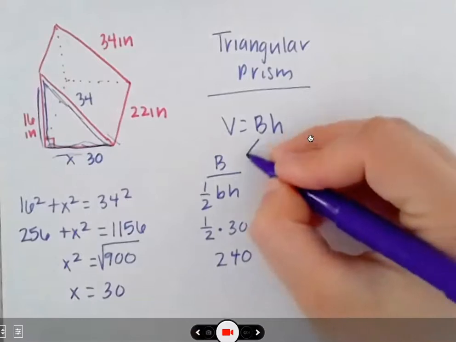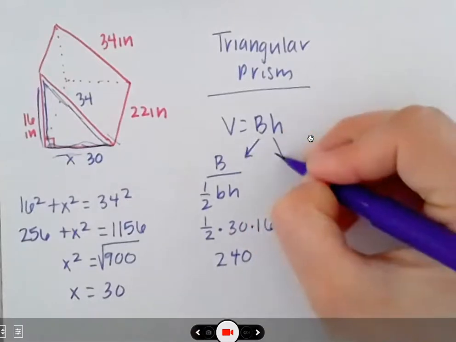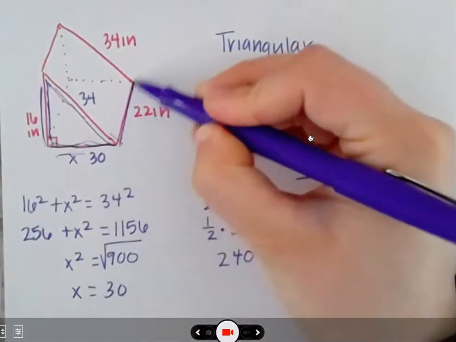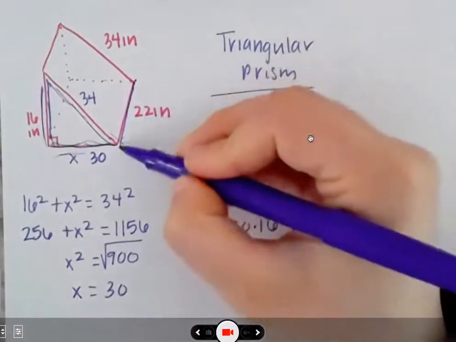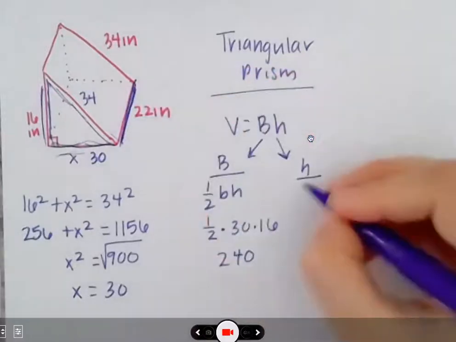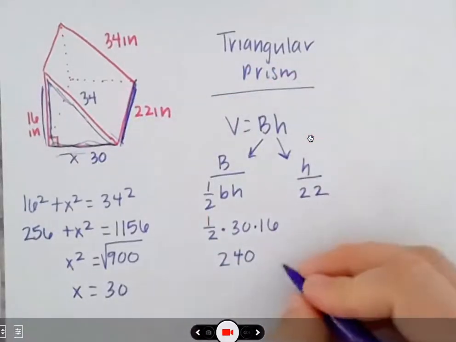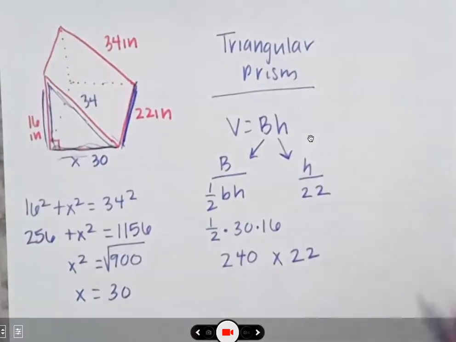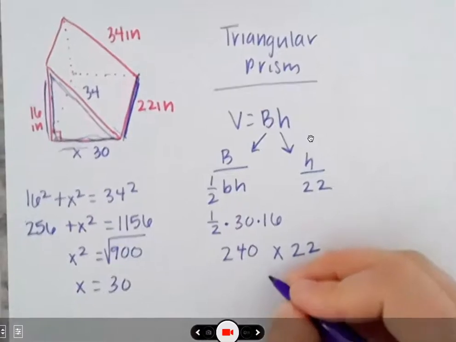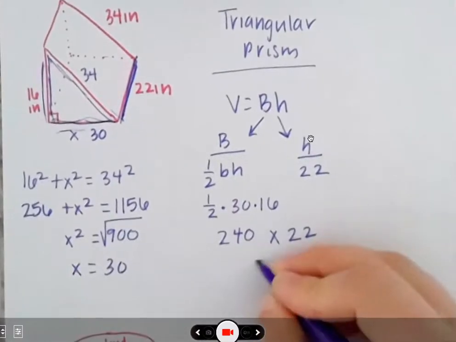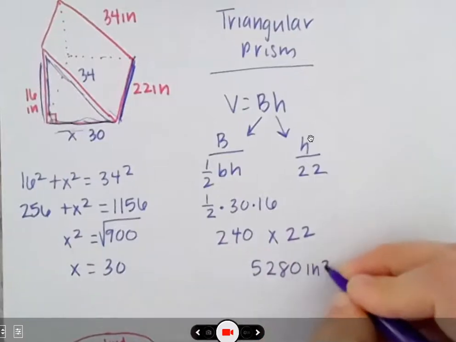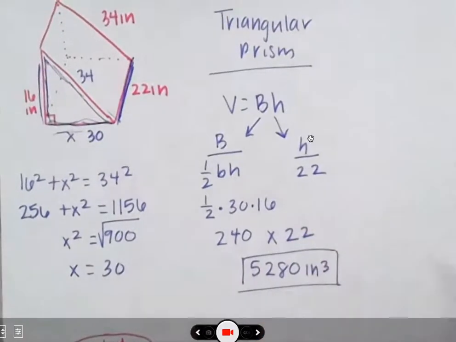All right, so we found our big B. Now what is the height of our prism? Well, how far back does that triangular prism extend? Well, it goes back 22 inches, so 22. So now we're going to take 240 times 22, and we get an answer of 5,280 inches cubed. There we go. Awesome job.